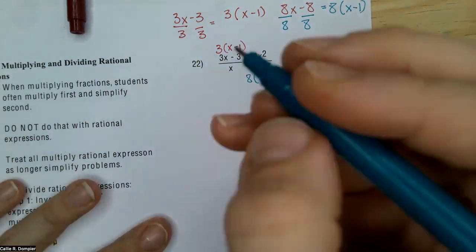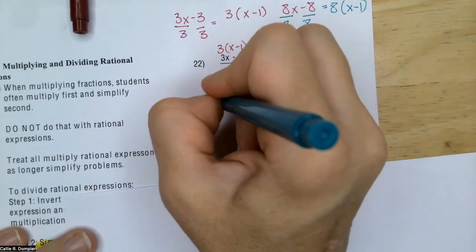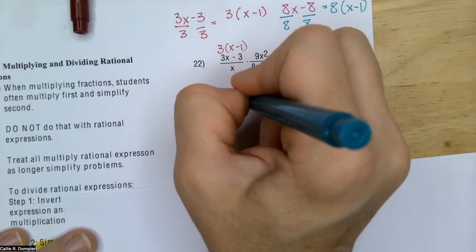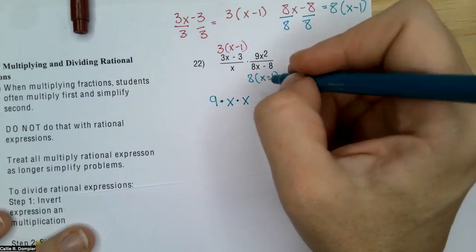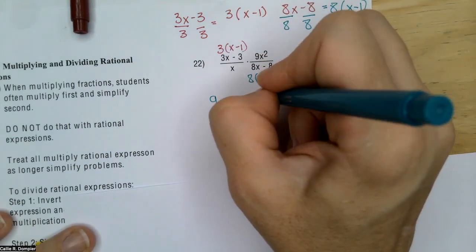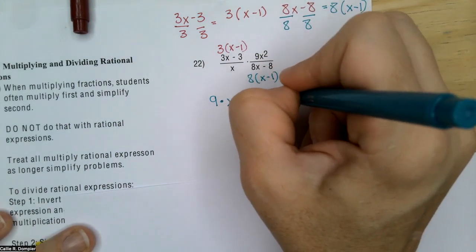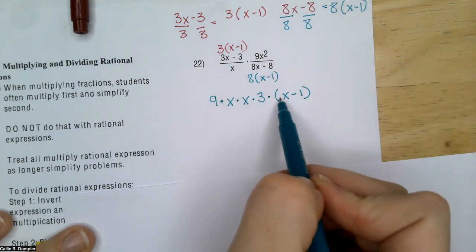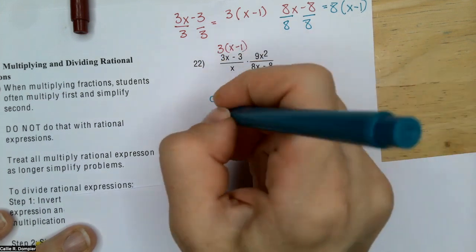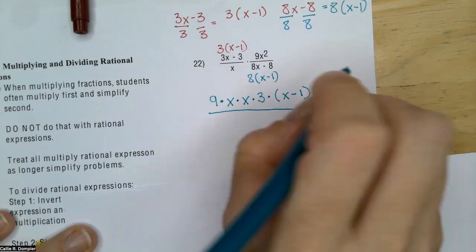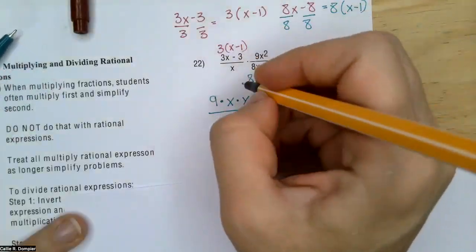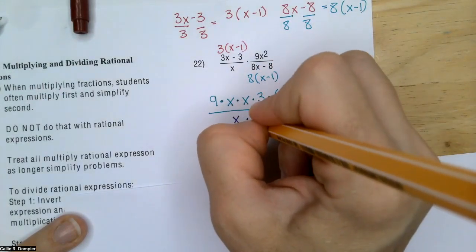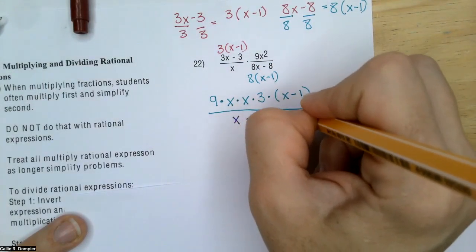Now I'm going to stack them all up, all right? So it's 9 times x squared, which is x times x, just to be clear, right? Times that 3 times x minus 1. Because if that's a binomial, we're probably going to have a binomial factor in the end, okay? And then on the bottom, we have x times 8 times x minus 1.